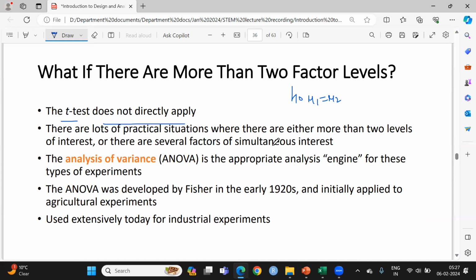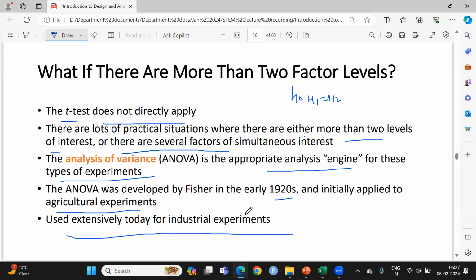There are a lot of practical situations where there are either more than two levels of interest, or there are several factors of simultaneous interest. The analysis of variance is the appropriate analysis engine for these types of experiments. ANOVA was developed by Fisher in the early 1920s and initially applied to agricultural experiments. So it is extensively used for industrial experiments nowadays.